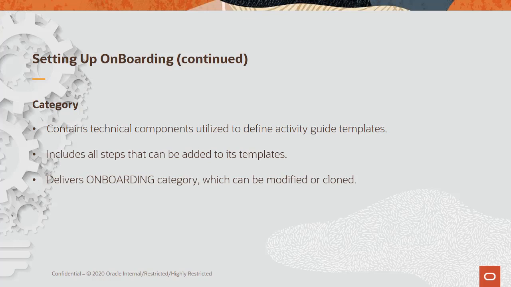PeopleSoft delivers the onboarding category to support the onboarding process. You can modify the category to make it more in line with your needs. For example, if you want to add extra steps, you can do so by adding a new effective dated row or by cloning from an existing category. PeopleSoft will continue to update the onboarding category in future update images. Changes will be reflected in the system-delivered effective dated row.